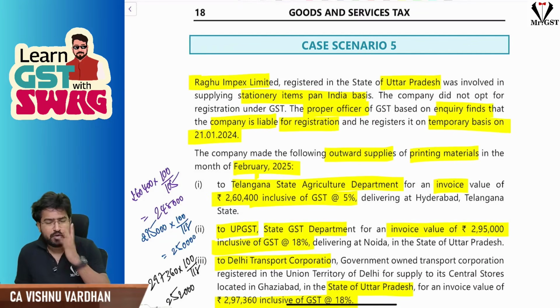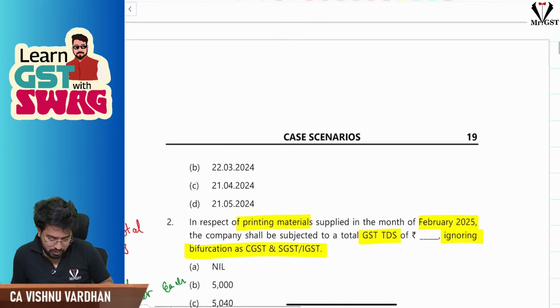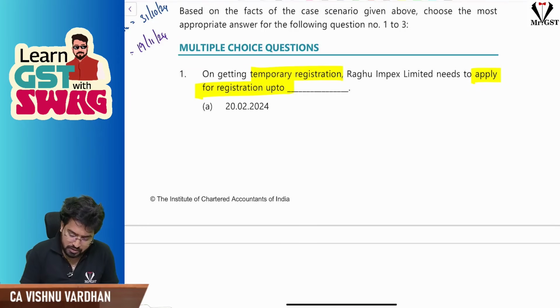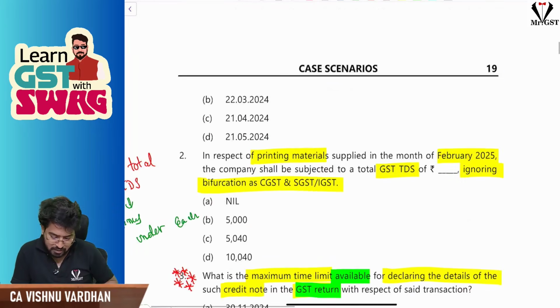So coming to case scenario number 5 now, actually, yes, a very good case study actually. So let us go with the questions first. Only 3 questions. They're asking about temporary registration. What is the deadline to apply? You know, within 90 days if you are not going for an appeal. If you are going for an appeal, 30 days.